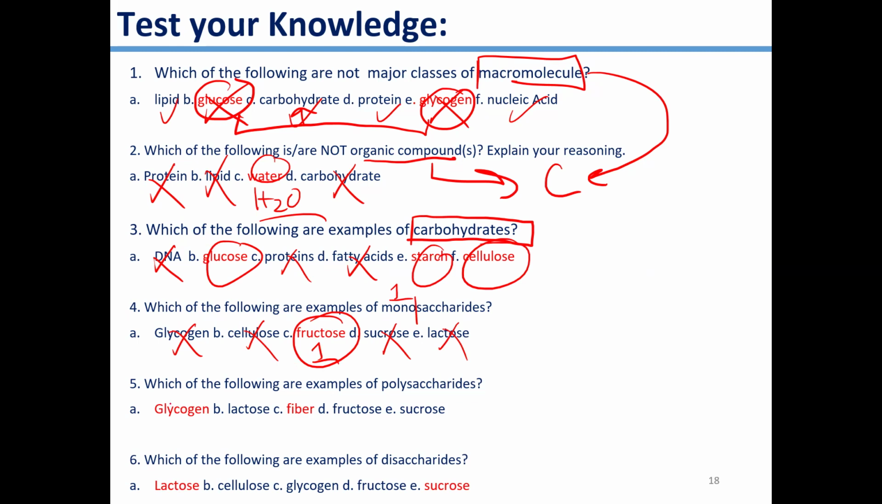Which of the following are examples of polysaccharides? Remember, poly meaning many. We know lactose, fructose, and sucrose are all going to be either monosaccharides or disaccharides. We know that glycogen is going to be one, and we know fiber is going to be one as well. Finally, which of the following are examples of disaccharides? Remember, di meaning two. We know cellulose is not, and glycogen and fructose are not. Those are all going to be poly or mono. In this case, sucrose and lactose are going to be our disaccharides.